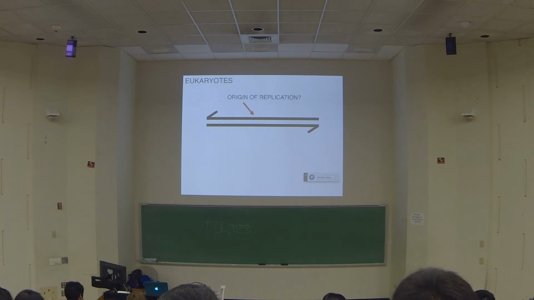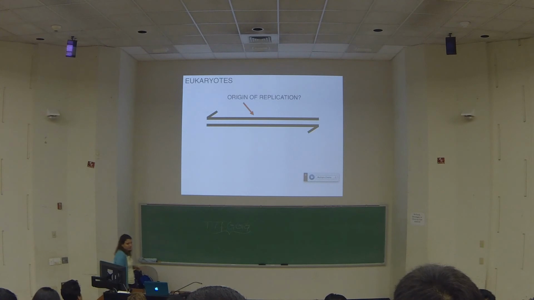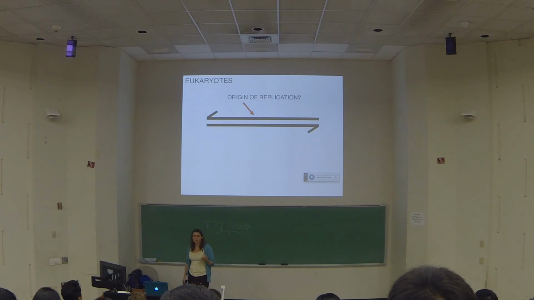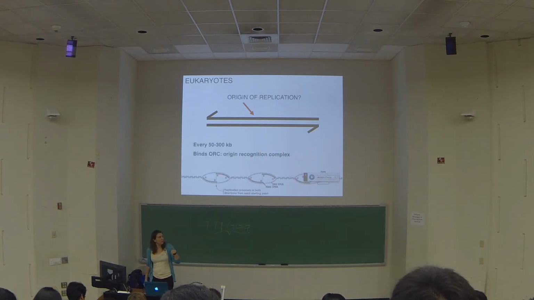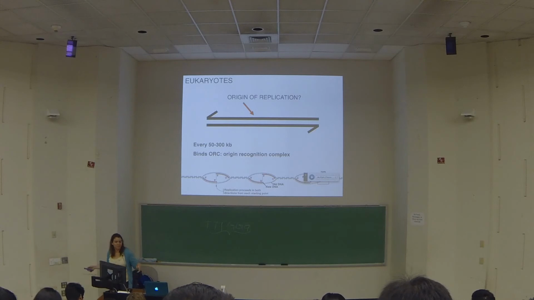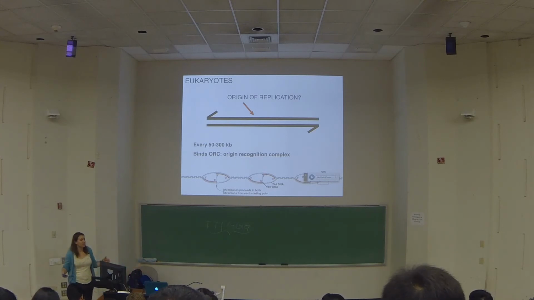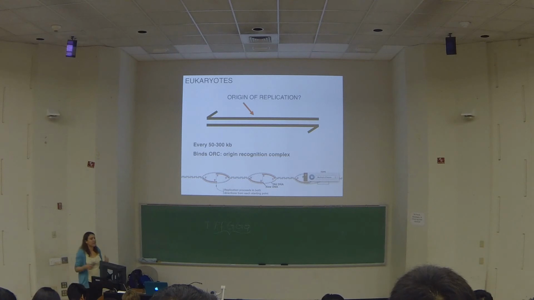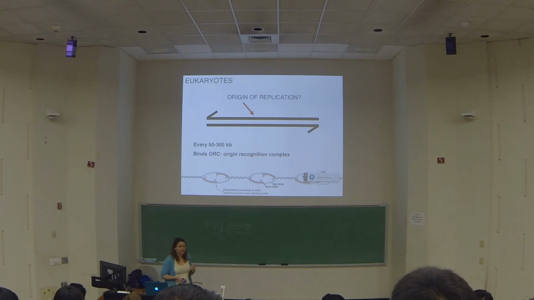All right, what about eukaryotes? Can they do the same thing? How do eukaryotes get around the problem that they have so much genetic material to copy? They start at more than one place. So there are multiple origins of replication along each chromosome. So they don't have just one bubble moving away from each other. They have multiple bubbles that are going to run into each other. And these origins are every 50 to 300 kilobases.